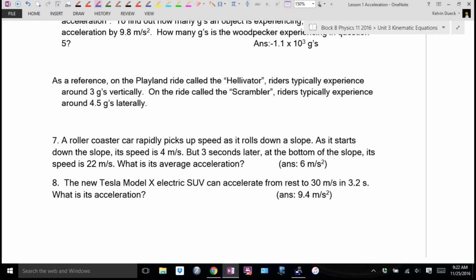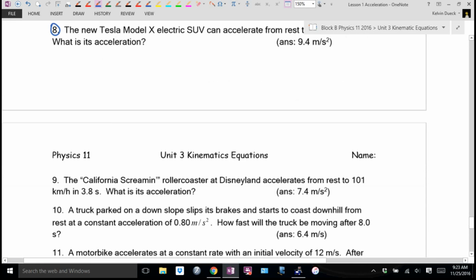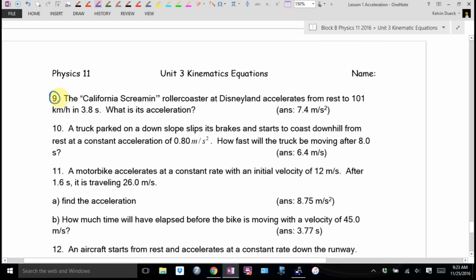Roller coaster or Tesla Model X. Since I took a Tesla for a test drive, I'm going to go with the Tesla Model X. I took one for a test drive a couple summers ago. Oh, there you go. California Screaming.